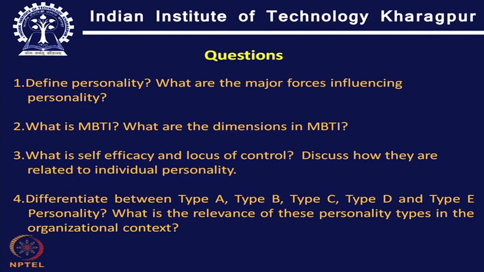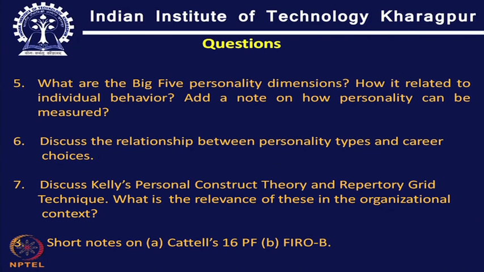Coming to questions: define personality; what are the major forces influencing personality; what is the Myers-Briggs Type Indicator; what are the dimensions in MBTI; what is self-efficacy and locus of control, and discuss how they are related to individual personality; differentiate between type A, type B, type C, type D and type E personality, and what is the relevance of these personality types in the organizational context; what are the Big 5 personality dimensions and how are they related to individual behavior; add a note on how personality can be measured; discuss the relationship between personality types and career choices; discuss Kelly's personal construct theory and repertory grid technique, and the relevance of these in the organizational context; short notes on Cattell's 16 PF and FIRO-B.